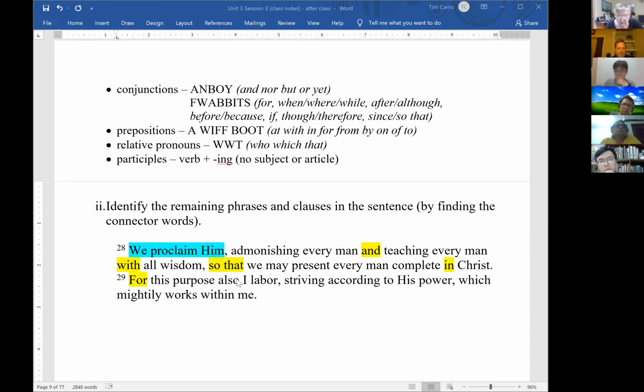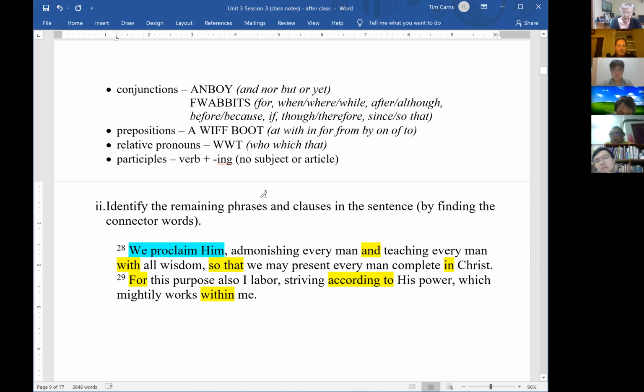One way I often will do this is just scan, and I'll first look for the conjunctions. So you've got and, so that. Any other conjunctions here? According to is something there. Yeah, according to is a preposition. And then I look for the prepositions: at, with, in, for, from, by, on, of, and to. I think you've got most of them. I see one other preposition near the end. Within? Yes.